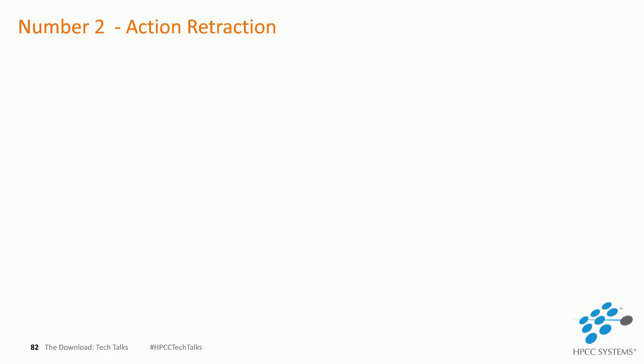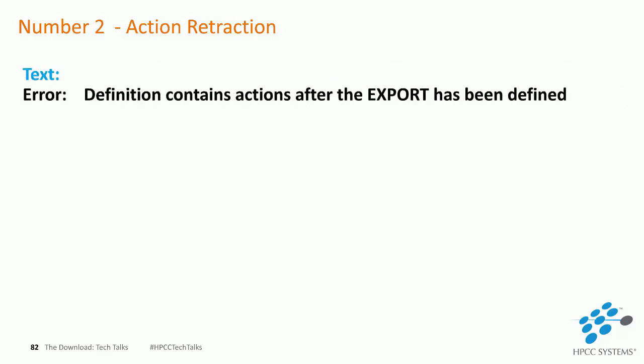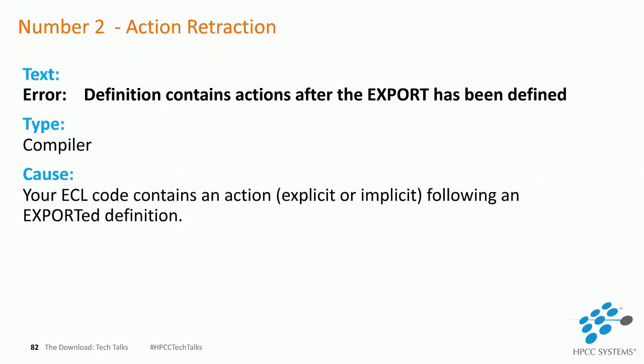All right, we're moving up to number 2. We have our action retraction. Now this one's kind of easy, but a new user will sometimes see this and wonder what's going on. Definition contains actions after the export has been defined. One of the rules in ECL, as a compiler error, is that you can't mix exported definitions with actions due to side effects that could possibly occur. So the fix for this is to remove either the action from your ECL code or remove the export.